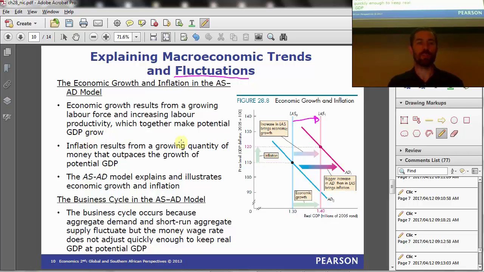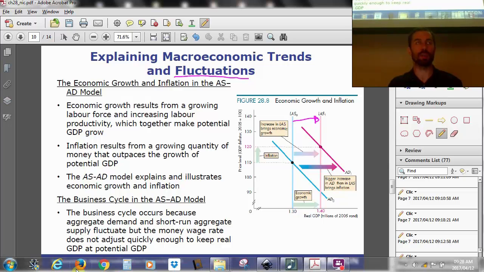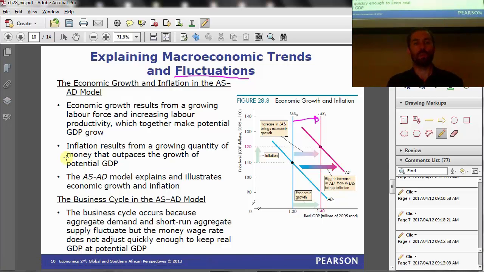Inflation results from a growing quantity of money that outpaces the growth of potential GDP. Okay? Why they've singled out money, I'm not sure, but essentially what we're saying is when aggregate demand increases, what do we end up with? An increase in prices. Okay? If therefore our aggregate demand is growing faster than our economy is growing, we will have inflation. Right?